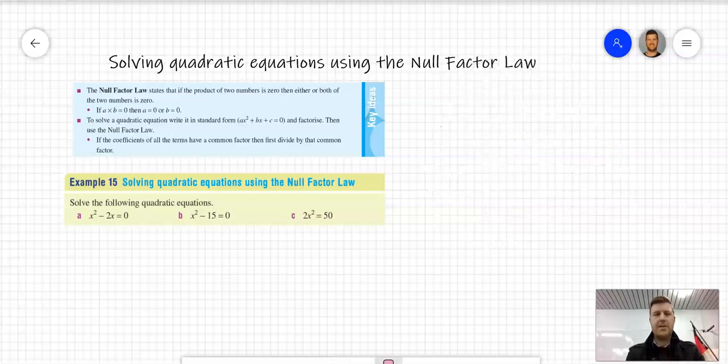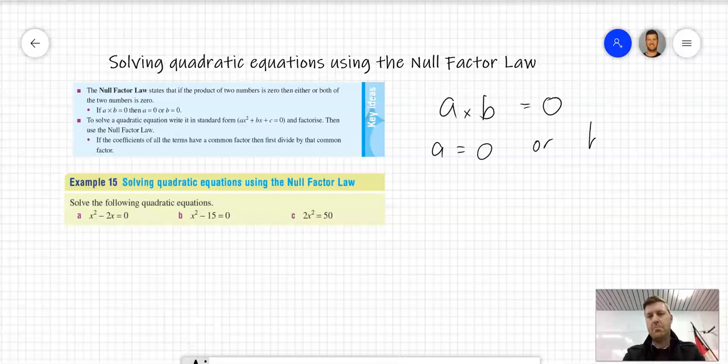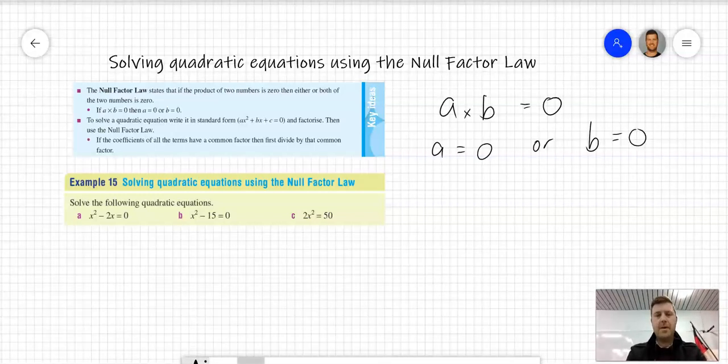Okay, I've taken the key ideas section here from the textbook, but essentially the Null Factor Law goes like this. If A times B is equal to 0, then A is equal to 0, or B is equal to 0. So if one number times another number, or one term times another term, is equal to 0, then one of those terms, or both of them, must be equal to 0. Okay, and that's what we're going to do to solve using the Null Factor Law today.